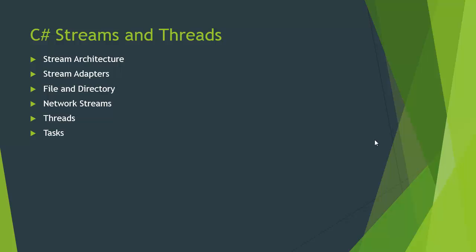Then we also have network streams. This is data that's sent and received over the network. And then we'll talk about threads, so how to add multiple threads to your application. Then we'll talk about tasks. Tasks are similar to threads, but their behavior and overhead are a little different.